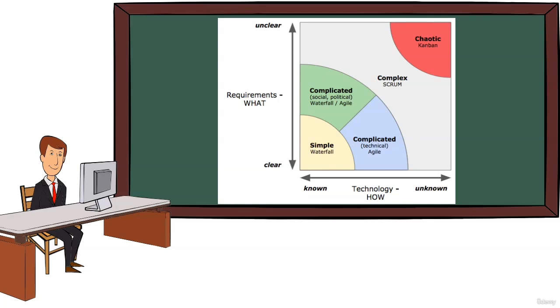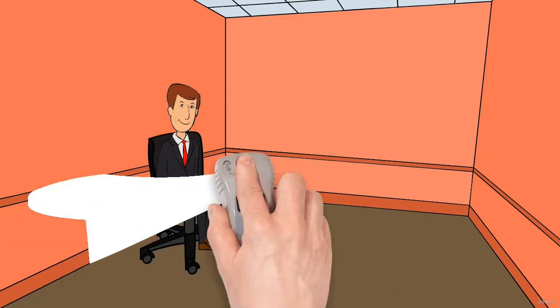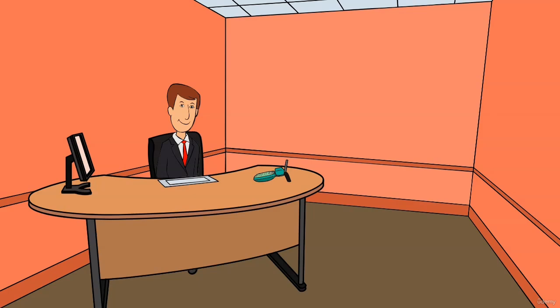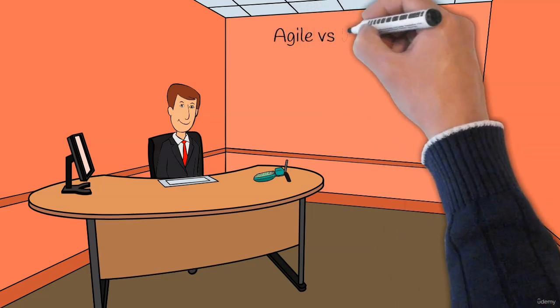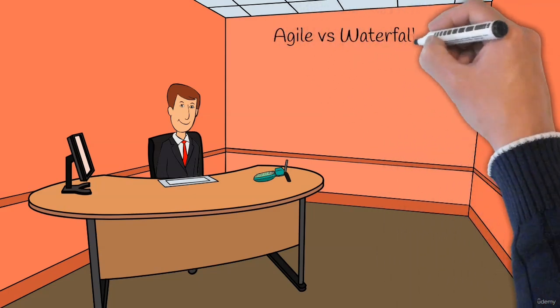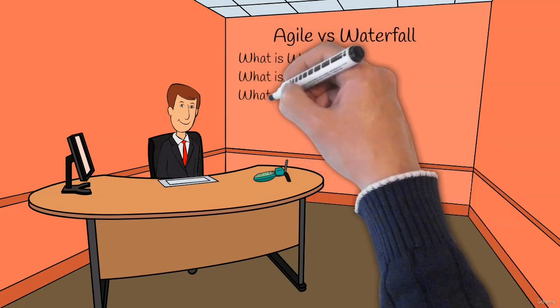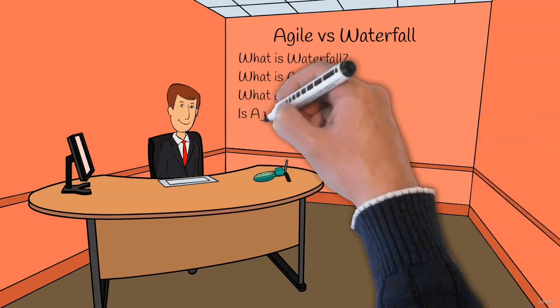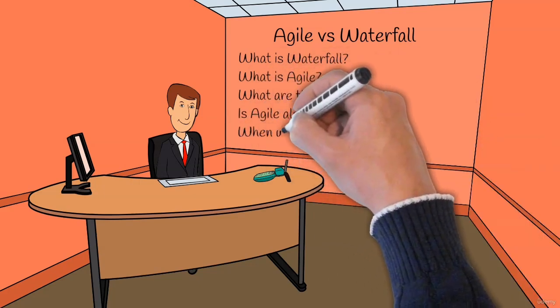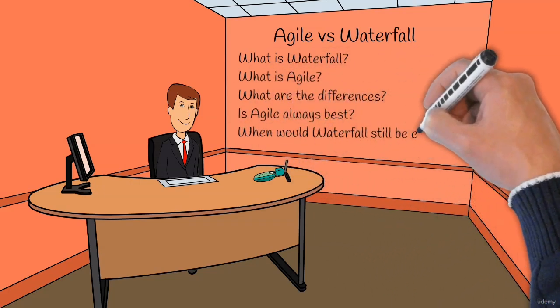So hopefully this graph gives you a clear indication of when Agile would be good, when Waterfall would be best, or ultimately when both could be used simultaneously. I hope you've enjoyed this phase of the course, where we looked at Agile versus Waterfall, and we answered some really key questions, such as, what is Waterfall? What is Agile? What are the differences? Is Agile always best? And when would Waterfall still be effective?